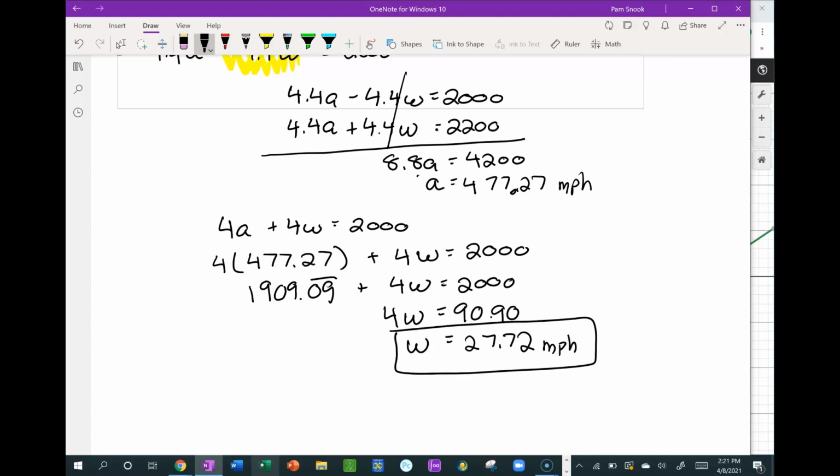So those are the answers to our equation. The airspeed of the plane is 477.27 miles per hour, and the wind is 22.72 miles per hour. And the interesting thing is, compared to the speed of the plane, the wind isn't much at all, but yet it makes a 24-minute difference in the travel time. And that's something passengers would notice.